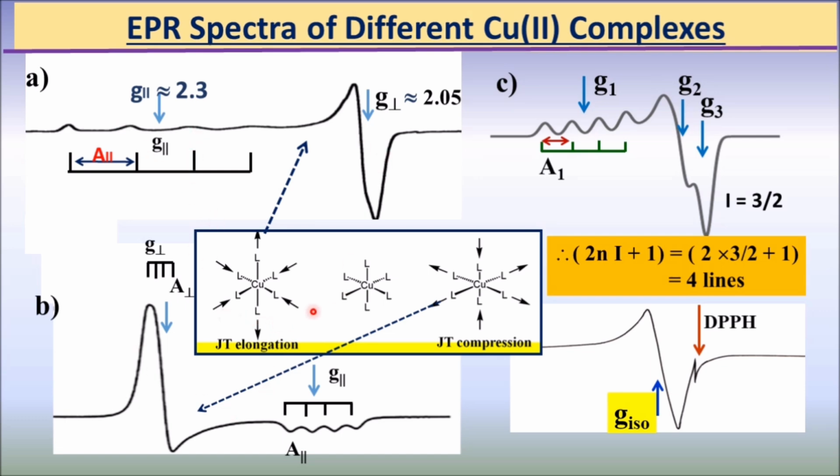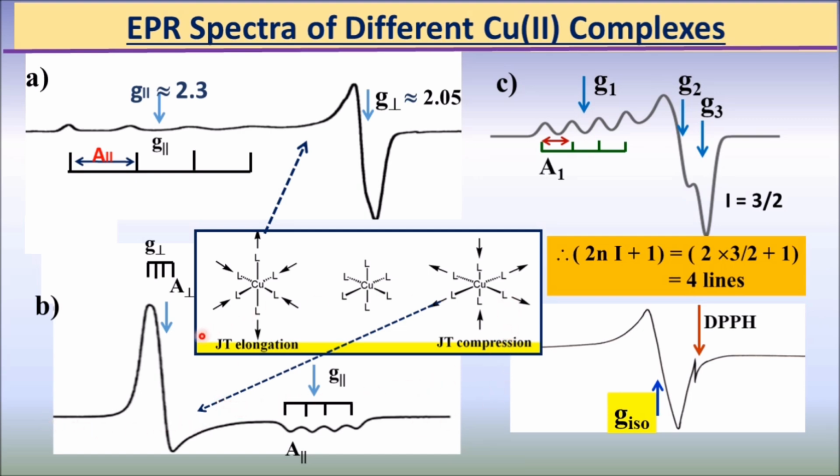Here the copper complex is JT active, it is undergoing strong Jahn-Teller distortion. Therefore the axial bonds are elongated and the equatorial bonds are compressed. If g parallel value is greater than g perpendicular, then it is a tetragonally elongated copper complex. There are certain conditions, crystal and lattice constraints.